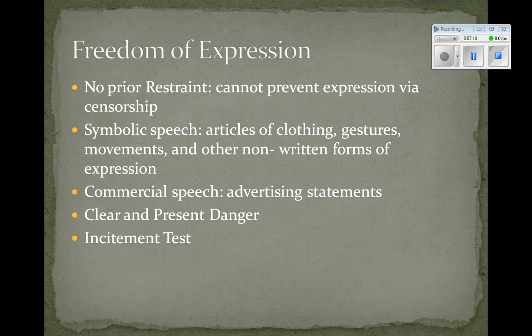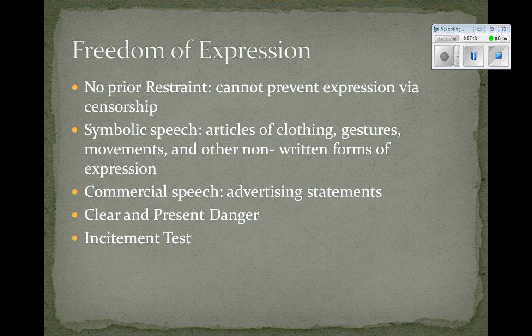So if it looks like you want to give a speech, or if you're trying to express yourself in some way, the government can't censor you to do that. And in any case where it seems like expression is being denied, the Supreme Court overwhelmingly tends to rule in favor of the person because they view the Constitution as upholding the idea of having no prior restraint.